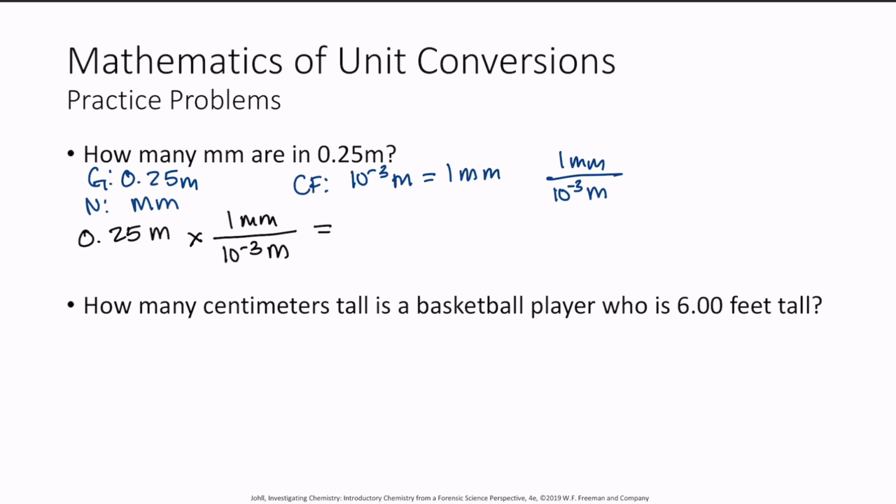So now when we do this math, I'm going to multiply everything across the top. So I'm going to take the 0.25 times 1, and that will give me 0.25. And then I'm going to multiply everything across the bottom. Remember, if there's no number here, it just means there is a 1. So I essentially will have 1 times 10 to the negative 3.